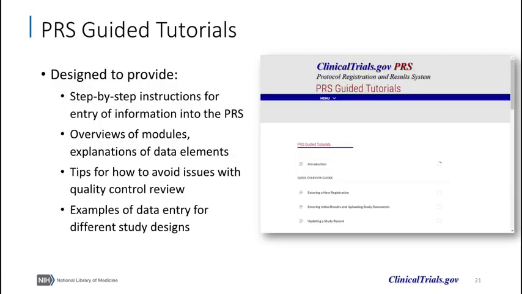The PRS Guided Tutorials were created to serve as an online version of our Train the Trainer workshop, an in-person training for PRS administrators. The online tutorials are designed to provide step-by-step instructions for entry of information into the PRS, with an overview of the registration, document upload, and results modules, and explanations of the data elements contained therein. They also include tips for how to avoid issues when submitting records for quality control review, and provide examples of data entry for a variety of study designs.